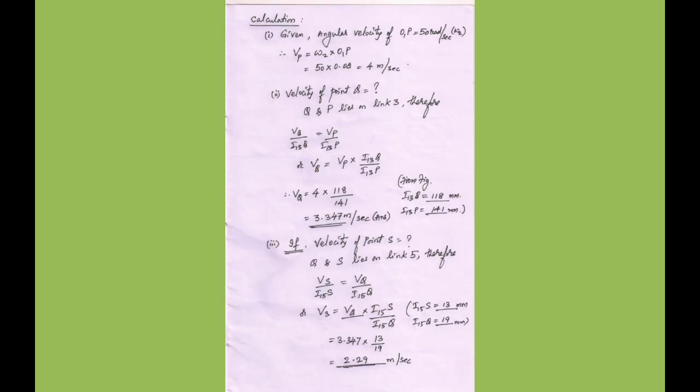O1P is the crank. So when I have a crank, the velocity of P is omega into R. That is the formula. Omega of link 2 is given in the problem. In the question paper, that data is missing: O1P angular velocity, omega 2, is missing. So it is taken as 50 radian per second. Once you get that omega 2, multiply it by the length O1P and you will get the velocity of point P. So it is 4 meters per second.